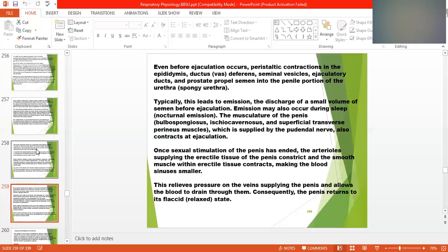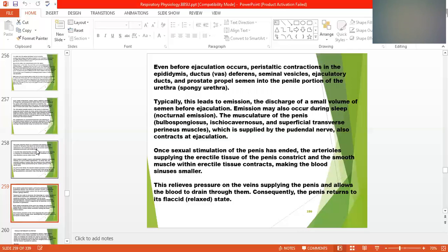Emission may also occur during sleep, called nocturnal emission. Sometimes it happens without anything. While sleeping, this liquid semen comes out from the prostate, goes up the urethra into the penis, and it will discharge into the dress we wear during night.